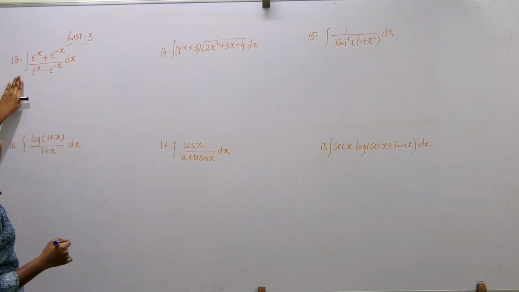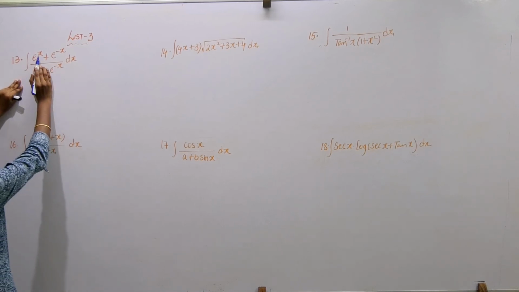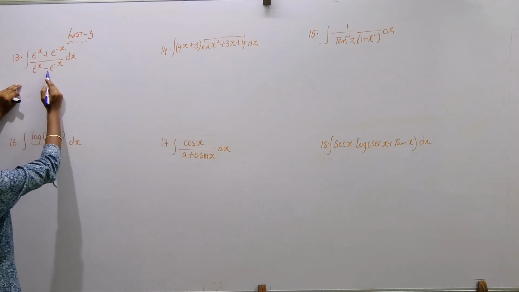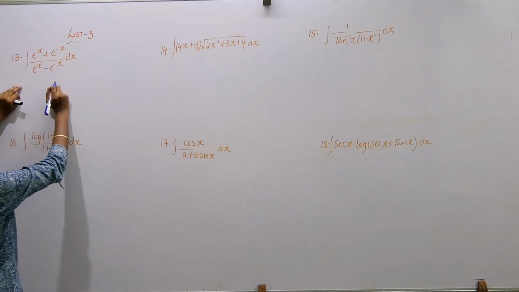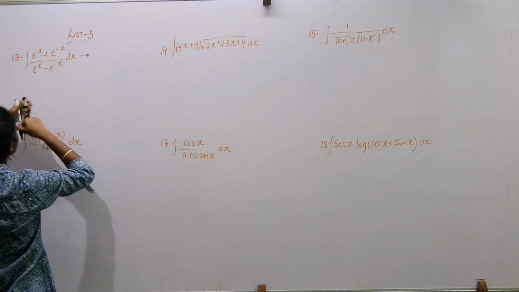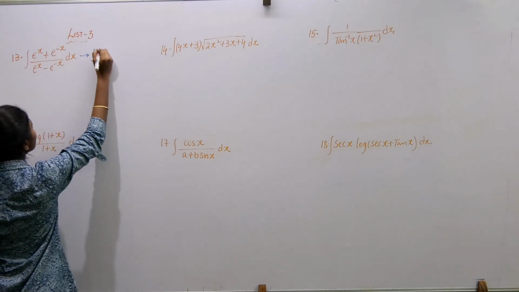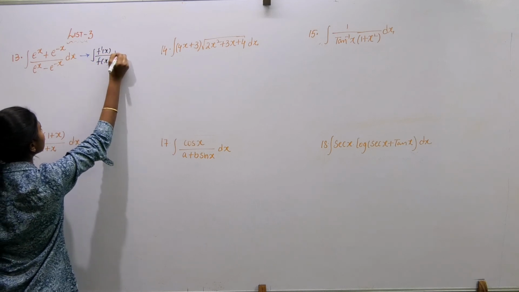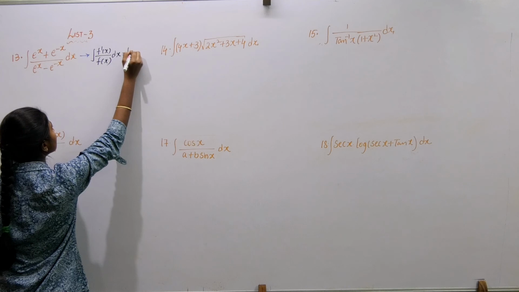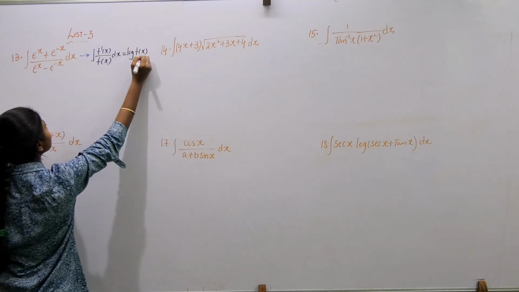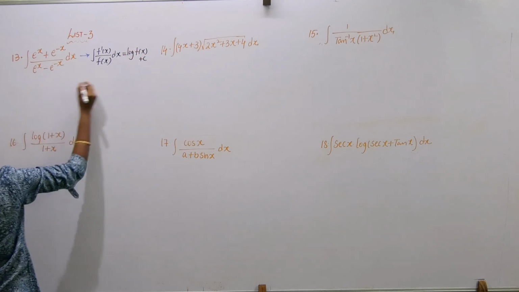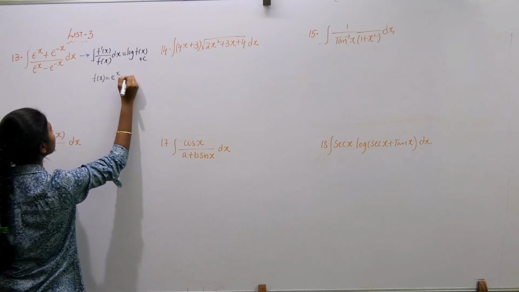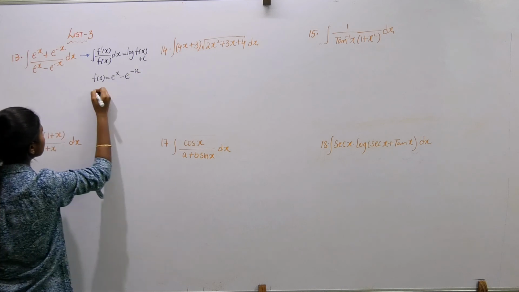Next, 13th one. It is given as integral of (e power x plus e power minus x) whole divided by (e power x minus e power minus x) dx. Now, this is in the form of integral f dash of x by f of x dx, which is equal to log of f of x plus c. Now, let f of x be equal to e power x minus e power minus x.